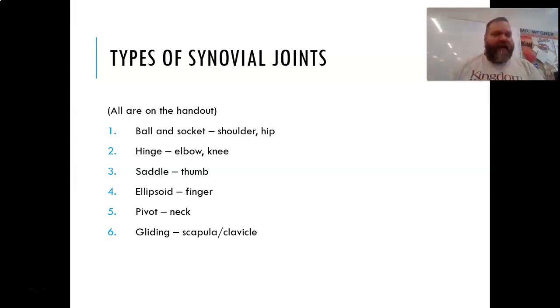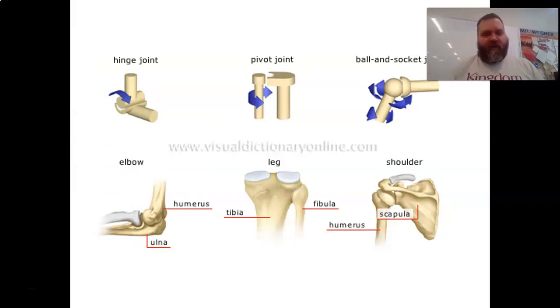Second kind is called the hinge. That would be like my elbow or knee. That's simply where it just goes back and forth, up and down. A saddle, that's found in my thumb. That's the perfect example for a saddle joint, my thumb. The ellipsoid would be in my finger. A pivot would be in my neck. And the gliding would be my scapula or my clavicle. Those would be gliding joints. Six kinds of joints, and we'll give you a picture of what each one looks like.